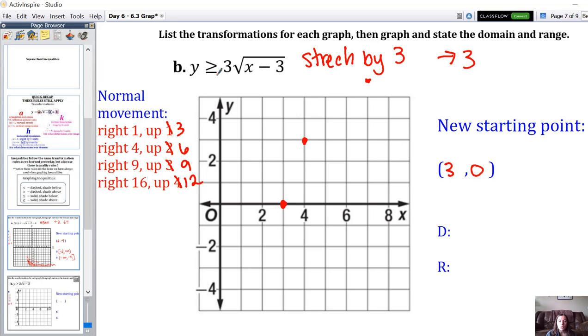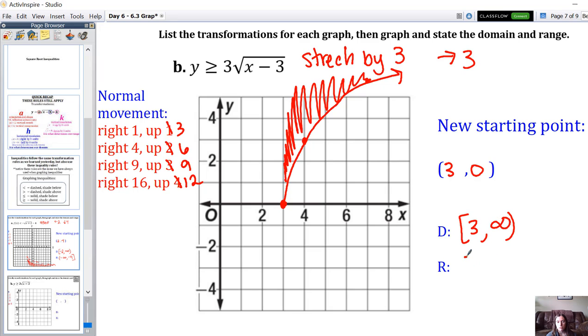Now this one's greater than or equal to, so we have a solid line going through our points. And since it's greater than, we're going to shade everything that's directly above our graph. The domain here is from 3 to infinity. The range is from 0 to infinity.